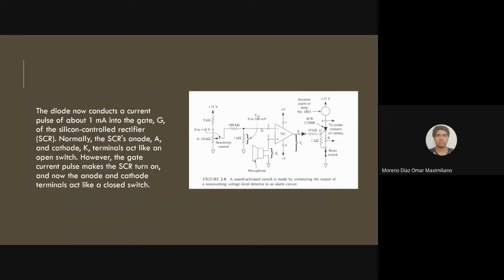the diode now conducts a current pulse of about 1 milliampere into the gate G of the silicon controlled rectifier, SCR. Normally, the SCR anode A and cathode K terminals act like an open switch. Whenever the gate current pulse makes the SCR turn on, the anode and cathode terminals act like a closed switch.